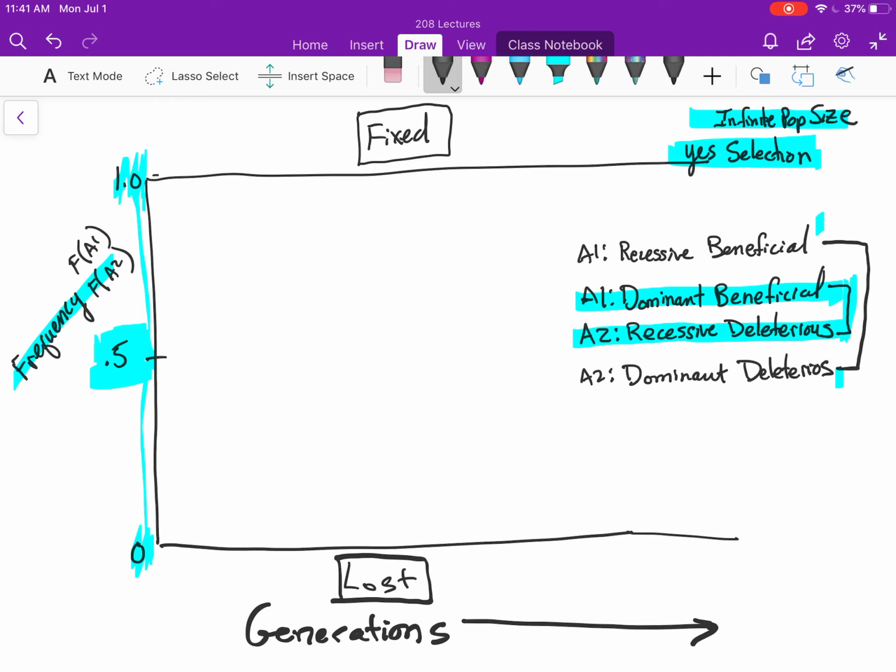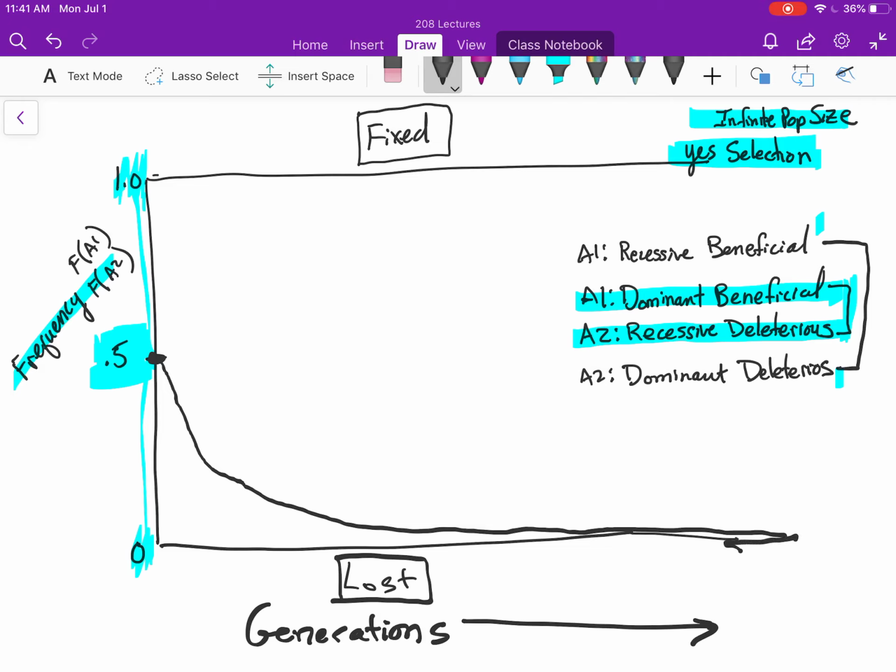Let's take a first look at recessive deleterious. We're going to graph A2 and look at recessive deleterious. I'm going to begin over here at 0.5. And with each generation, we're going to decline because we're deleterious. But as soon as you get down here around the 0.7, 0.8 area, what happens is this curve levels out, becomes asymptotic along the bottom axis here.